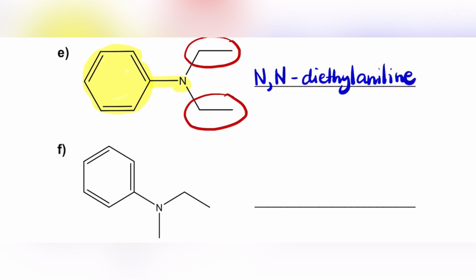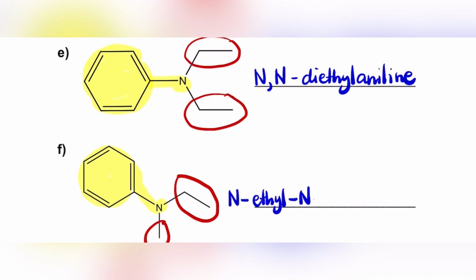And then last structure we have, same goes here. This is our aniline, nitrogen directly attached to the benzene ring, and then kita ada satu substituents adalah methyl, satu lagi adalah ethyl. So follow the alphabetical order. Both of them are at N position. It will be N-ethyl, N-methyl, and our parent will be aniline.